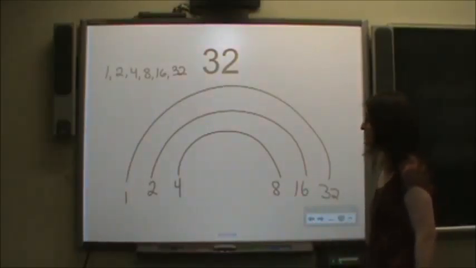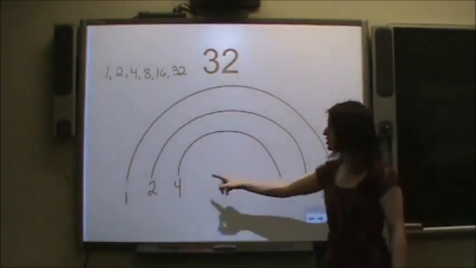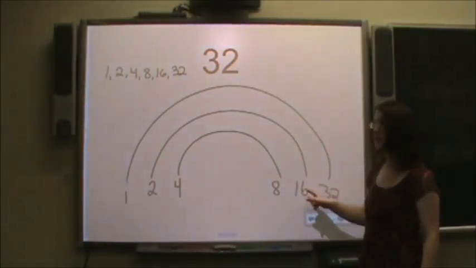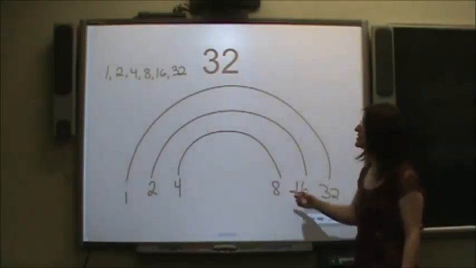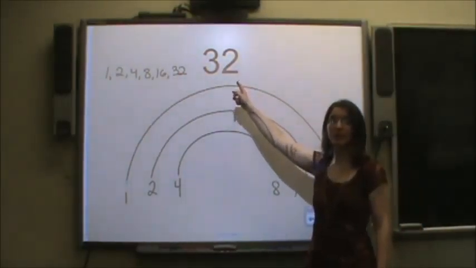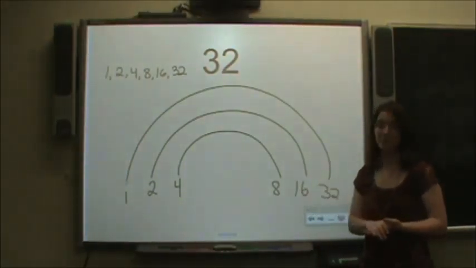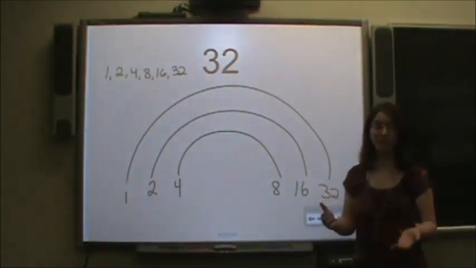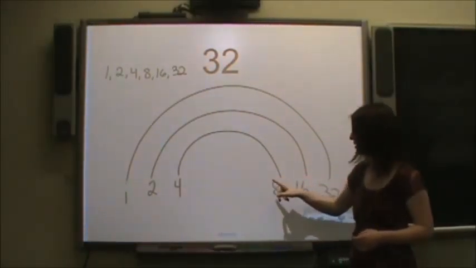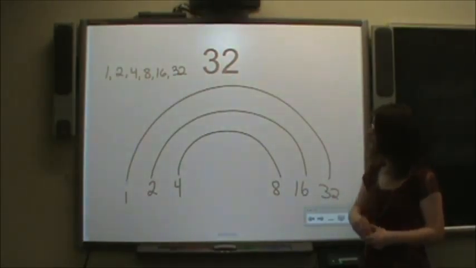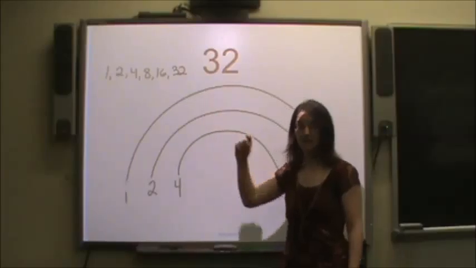This is what your factor rainbow should look like. You should have 1 matched with 32, 2 matched with 16. Now that may not be a multiplication problem that you have memorized, but because it's an even number, you should automatically know that you're going to be able to multiply 2 times something, and then you can figure out from there what number it's going to be. And then you should also have 4 matched with 8. And so when you list them, you have 1, 2, 4, 8, 16, and 32.